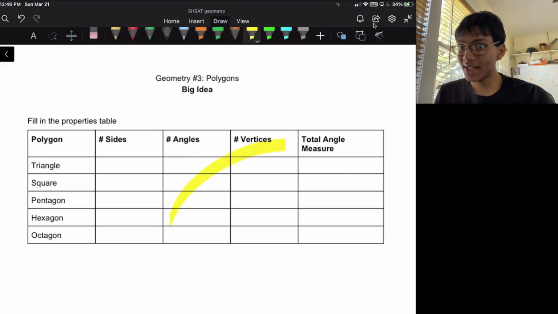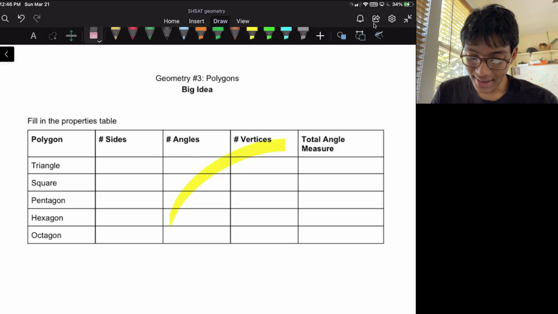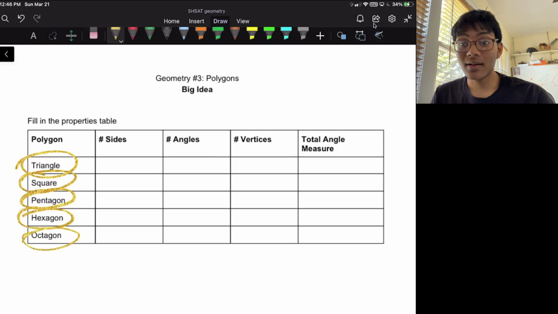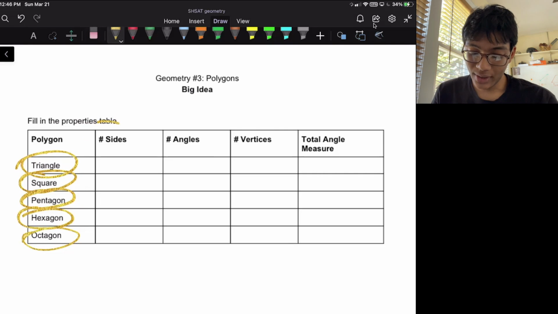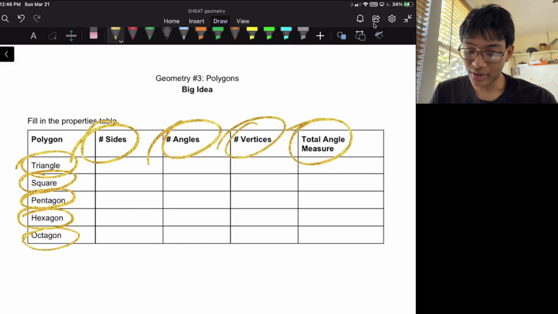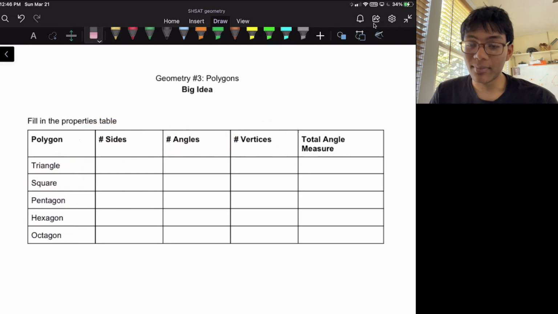Alright folks, here's the big idea you've been waiting for. So the big idea asks us to fill in the properties table. Okay, so we've got all the polygons we want: the triangle, the square, the pentagon, the hexagon, the octagon, and we get a few properties for each of them. We got the number of sides, the number of angles, number of vertices, and the total angle measure. So go ahead, try to fill in this table, and good luck.